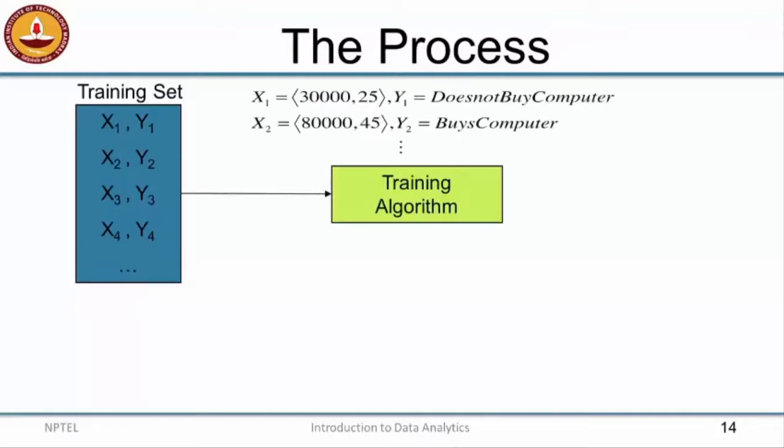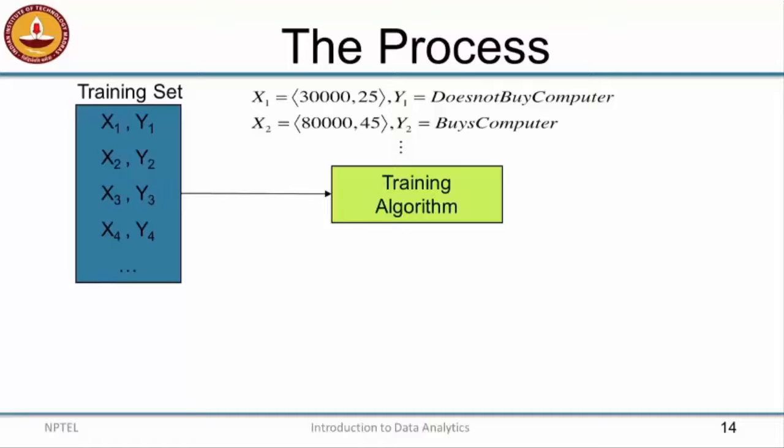If you think about the example that we just saw on the previous slide, x would be looking like the tuple of income and age. So the first data point could be that person has a 30,000 rupees per month income and he's 25 years old, and he did not buy a computer. And the second person had an 80,000 income, he's 45 years old, and he buys a computer. So essentially you're going to have a series of data points like this that are given to you, and you have to use your training algorithm in order to learn a classifier.